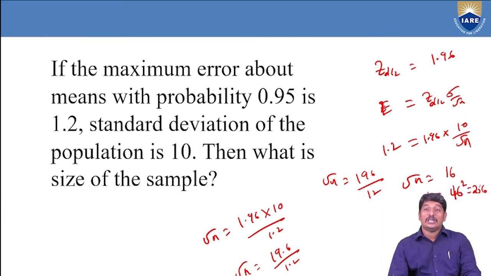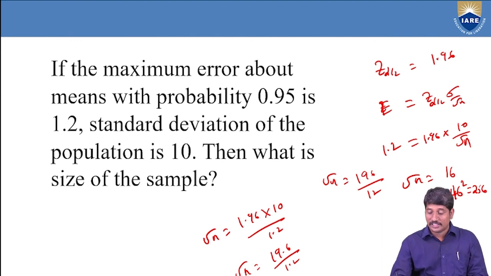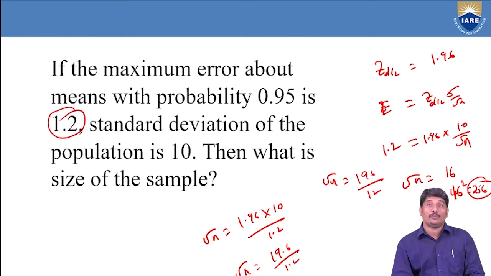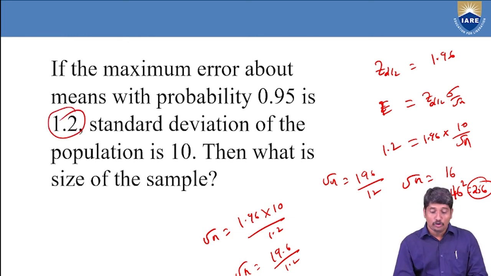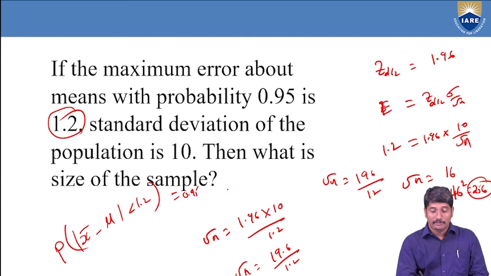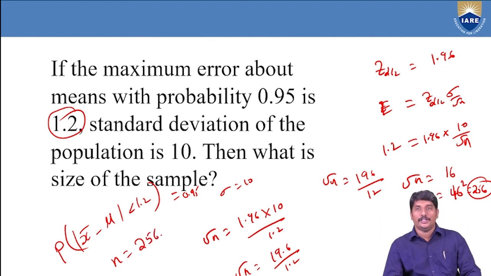So we have to collect a sample of size 256 in order to restrict your error between x bar and mu to a maximum of 1.2. From this problem what do you conclude? In order to restrict the difference between x bar and mu to less than 1.2 at a confidence of 0.95, where sigma is 10, you have to collect a sample of size 256. That is what we are obtaining.